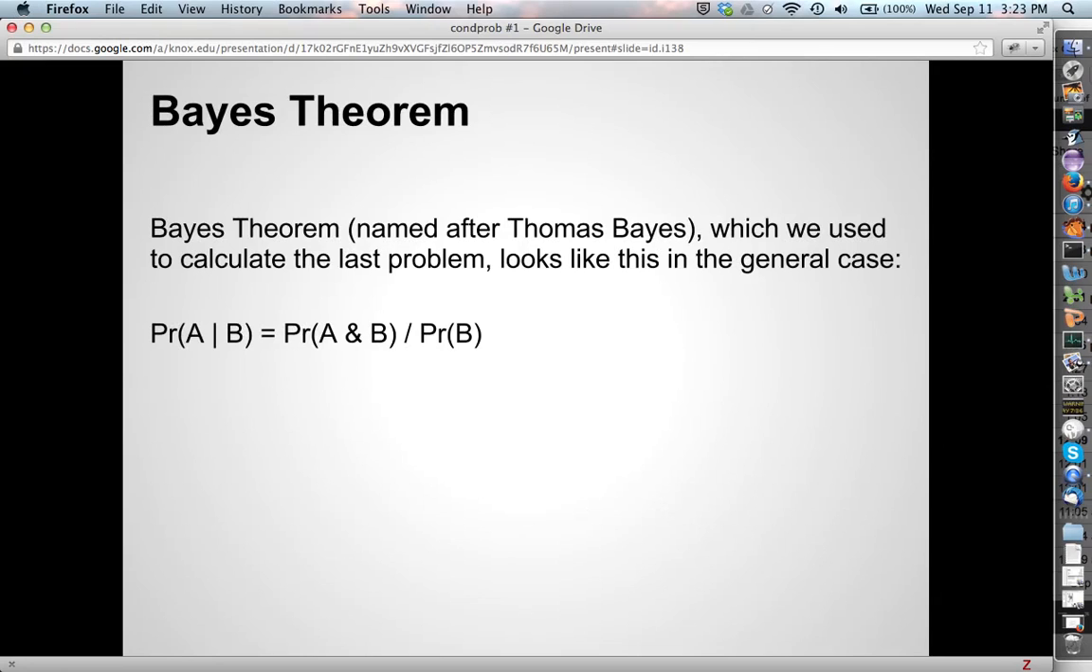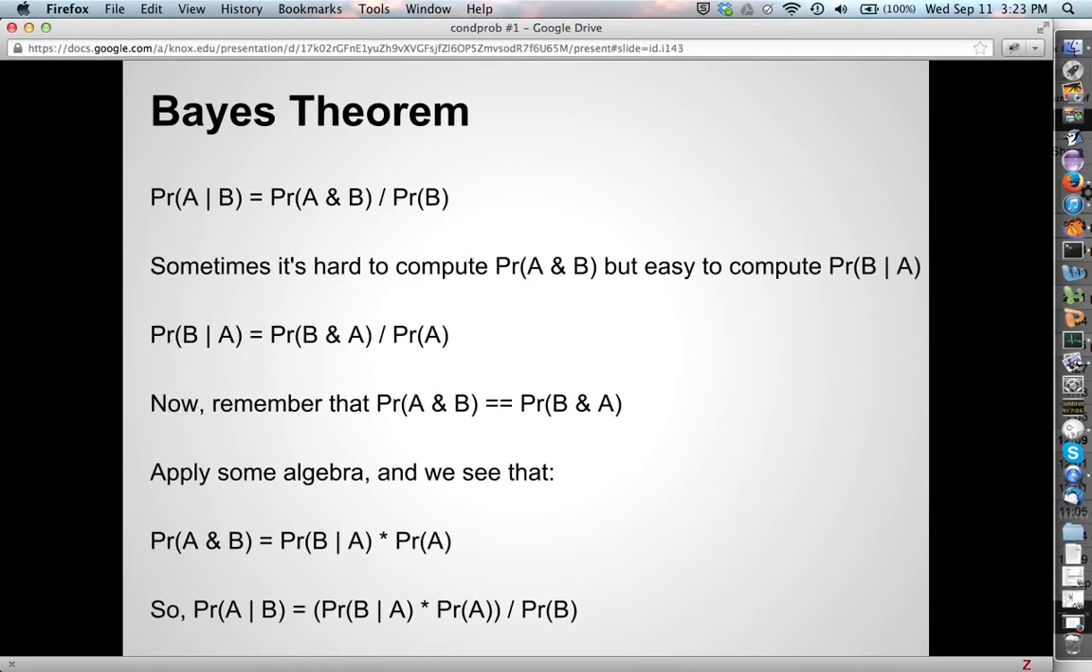So Bayes' theorem: the probability of A given B is the probability of A and B divided by the probability of B. This is the most general case. There's a lot of reading you could do on this. I think I've linked to some of it, about the intuitions behind this and the history of it and so on, but I'm just going to focus on the formula. So, probability of A given B is the probability of A and B divided by the probability of B.